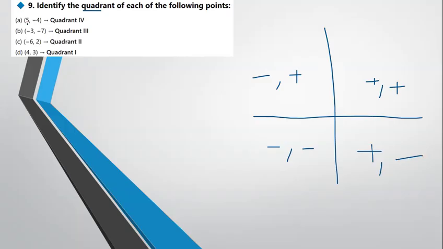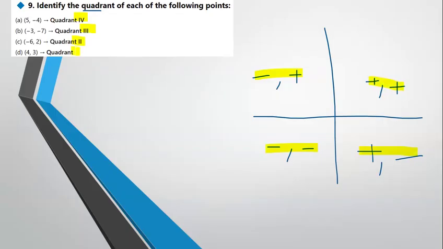So the first point is (5, -4), which means x is positive and y is negative. So this point will lie in the fourth quadrant. Next point is (-3, -7), which means minus, minus. So that point will lie in the third quadrant. Next point is (-6, 2), which means x is minus and y is plus. So minus plus means it will lie in the second quadrant. And the last point is (4, 3), which means both are plus. So that point will lie in the first quadrant.